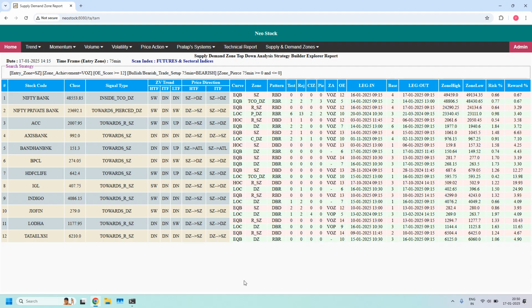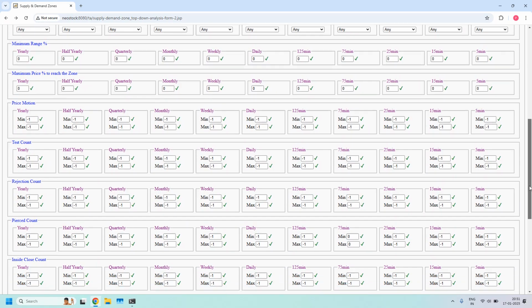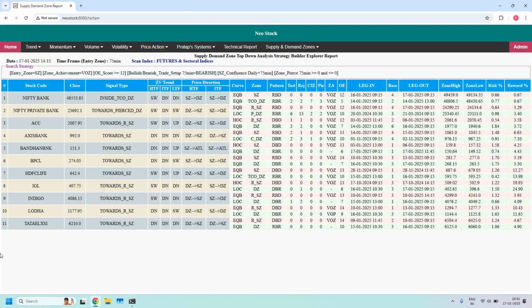The first filter is LTF and ITF supply zone confluence, that is, 75 minutes and daily supply zone confluence. I am enabling that filter. So with this filter, we got 11 stocks out of 12. In all these 11 stocks, these 75 minute supply zones are part of the daily supply zone. And the daily trend, the ITF trend, is down in all these stocks.